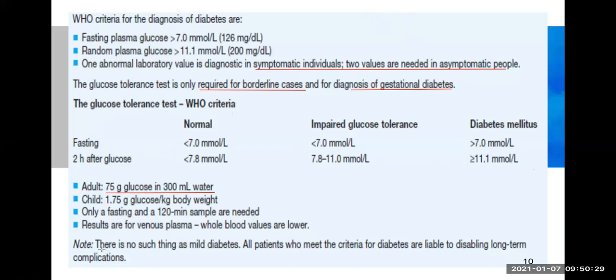Now, an important point, there is no such thing as mild diabetes. If any patient exceeds the limits which are listed here, they are diagnosed as diabetes. And diabetes is not classified as mild diabetes or severe diabetes. All of these patients later on, if we do not control the blood sugar level well, develop long-term complications. Okay, let's move on.